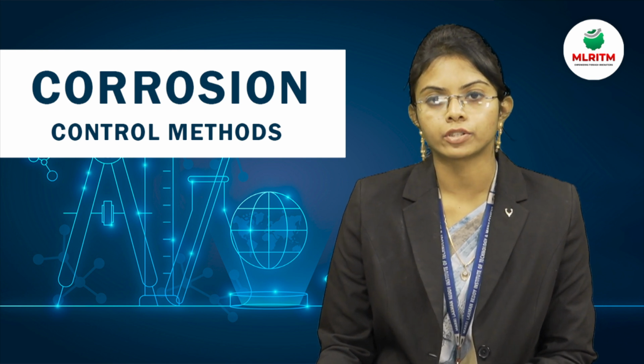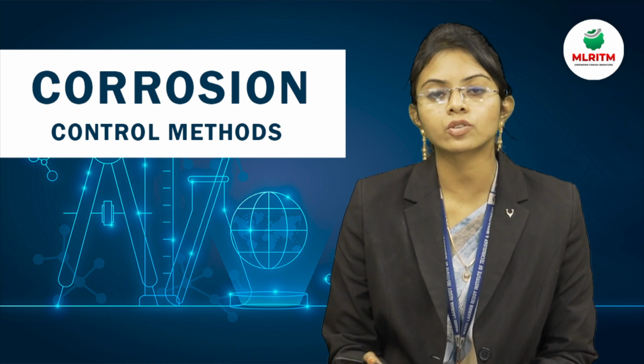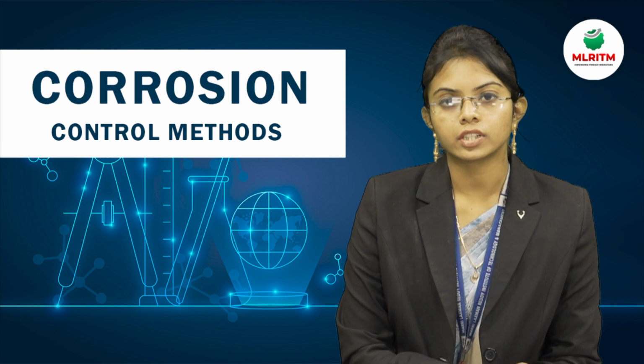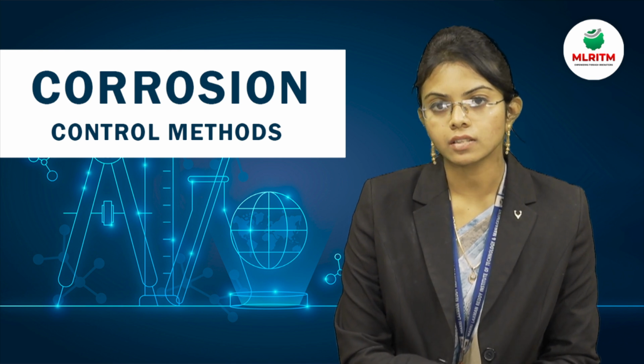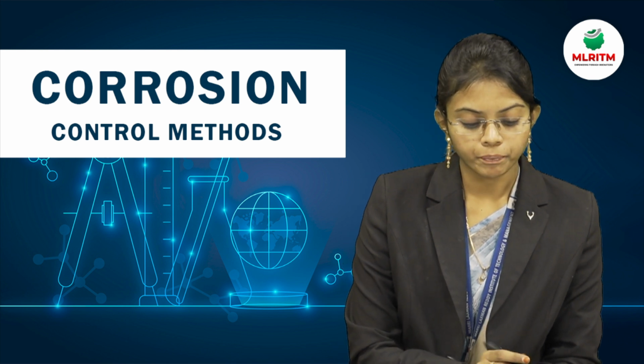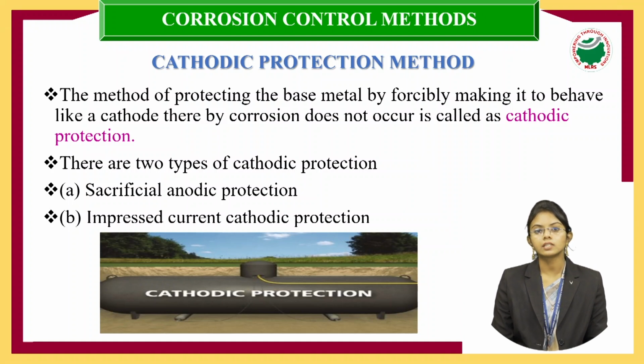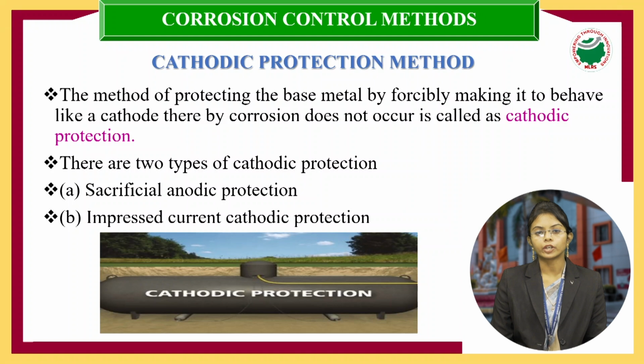In the last session we discussed the topic of corrosion, how it is affected, and the types of corrosion. In today's session we are going to discuss the next topic from corrosion, that is corrosion control methods, how we are going to control the corrosion, and also the surface coating. Under corrosion control methods, we have many types of methods like cathodic protection, protective coatings, or designing. In today's class, we are going to study cathodic protection.